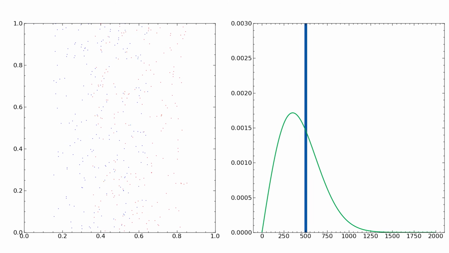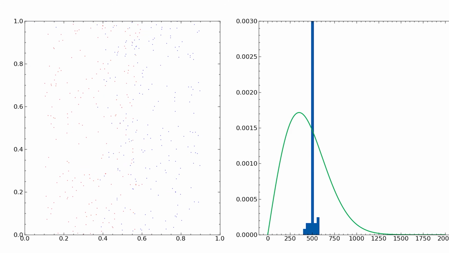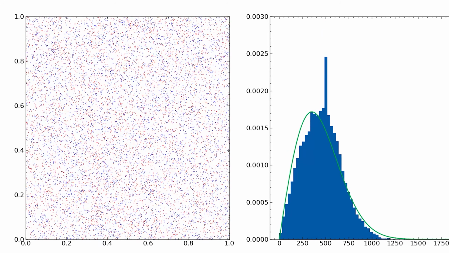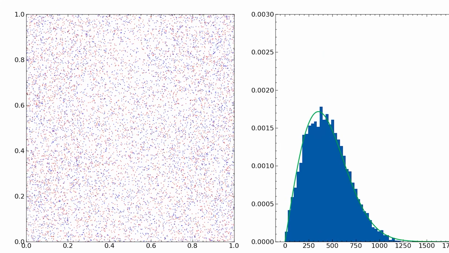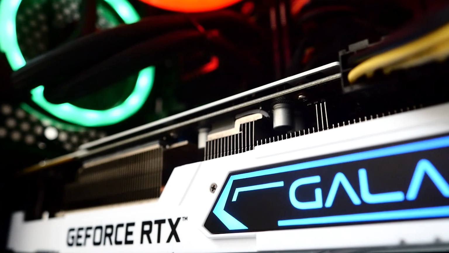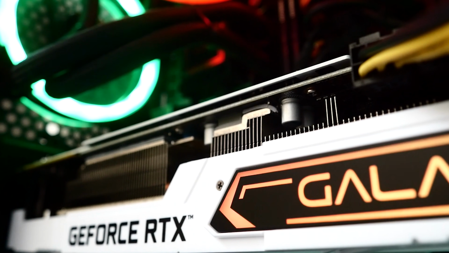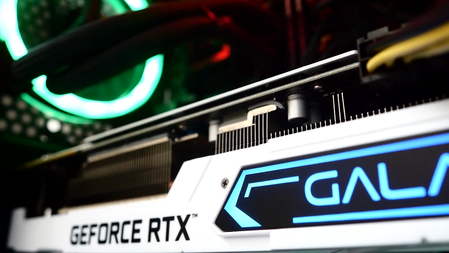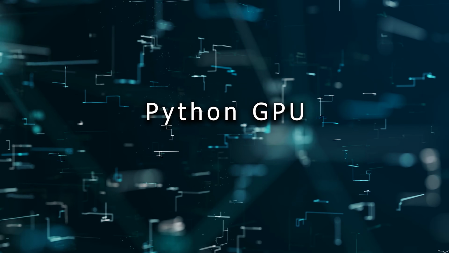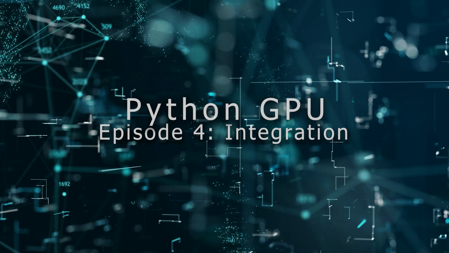With the right tools, you can take a simulation of 400 particles and turn it into a simulation of 10,000 particles, but at no extra time cost. The secret, of course, is proper utilization of computer hardware, and more specifically, the GPU, which most people have access to these days. Welcome to the 4th episode of the Python GPU series. Integration.